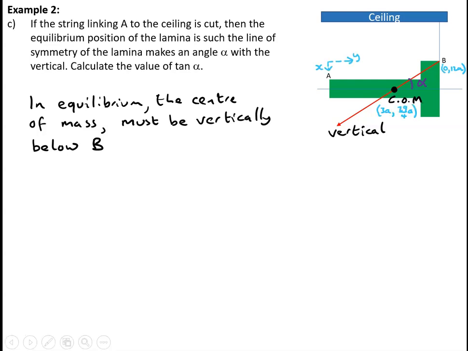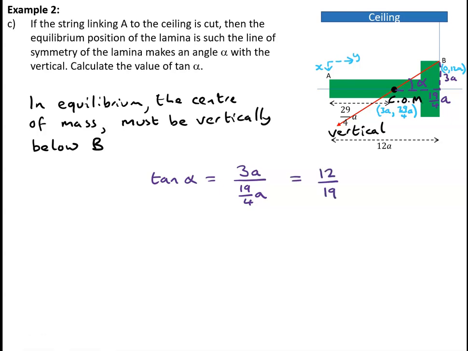Now, if we remember the coordinate system that we were using for this particular problem, B was the point (0, 12a), and we managed to show that the centre of mass had to be the point (3a, 29/4 a). So that means that in moving from B to the centre of mass, in the x direction I'm going to have to move 3a, and in the y direction I'm going to have to move a distance of 12a, take away 29/4 a, which is 19/4 a. So I can now say that tan alpha is 3a over 19/4 a. In other words, tan alpha is 12/19.